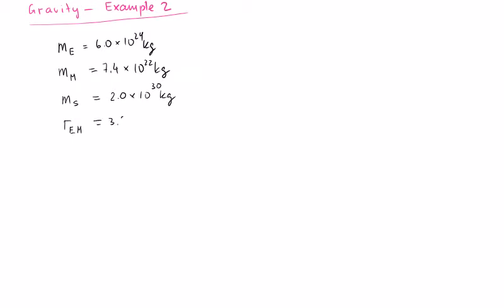The distance between Earth and the moon equals 3.8 times 10 to the 8 meters, the average distance. And the distance between Earth and the sun is 1.5 times 10 to the 8 kilometers. So we have to be careful with the kilometers.